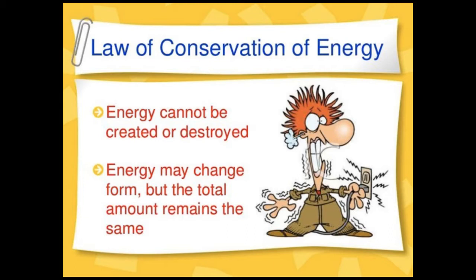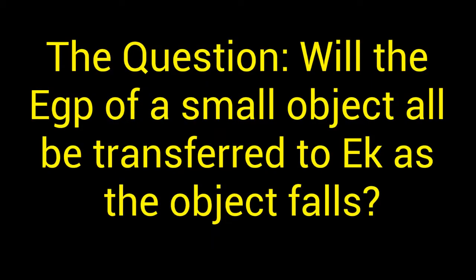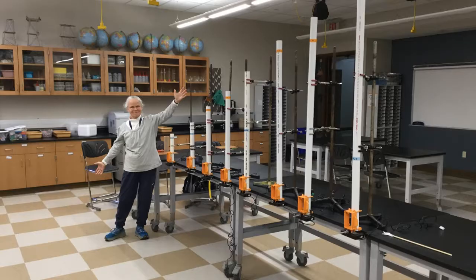The law of conservation of energy states that energy can only change forms and that the total amount of energy must always remain constant. Today, we will test this law of the conservation of energy by evaluating whether the amount of energy at the beginning of a drop will indeed be transformed into kinetic energy by the end of the drop. Let's take a look at our procedure.